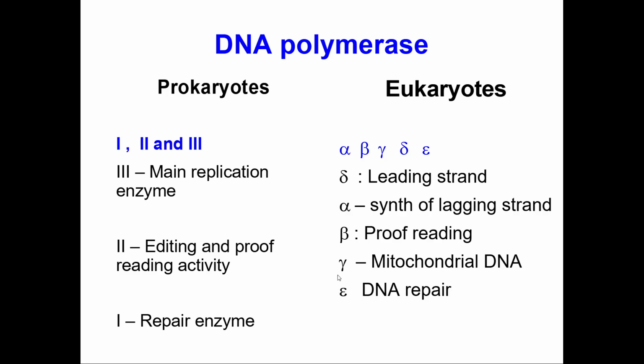In the eukaryotes, on the other hand, the delta polymerase synthesizes the leading strand. The alpha synthesizes the lagging strand. The proofreading, which was in DNA polymerase 2 of the prokaryotes, is with the beta. The gamma is involved in the mitochondrial DNA replication, and the epsilon is involved in the DNA repair. So you can draw an association between the prokaryotic polymerase and the eukaryote polymerase.